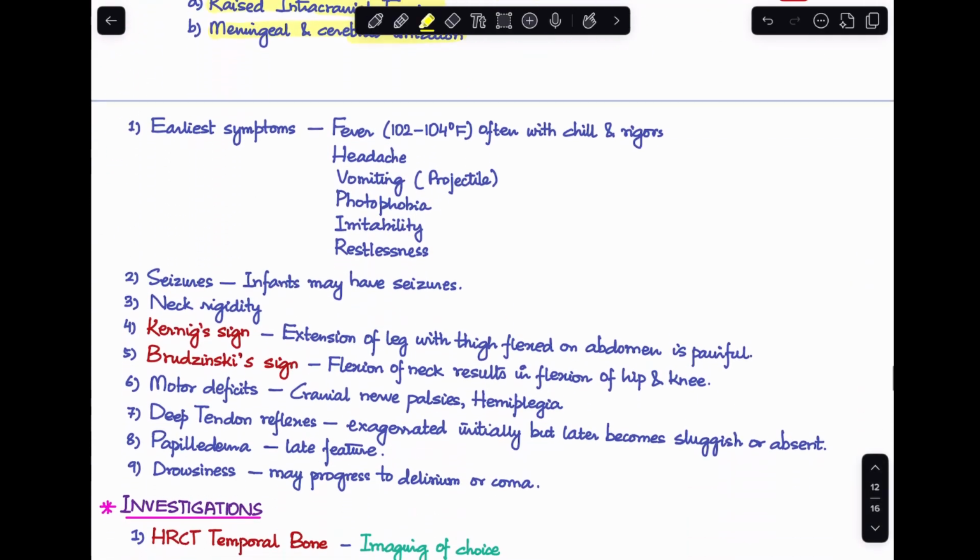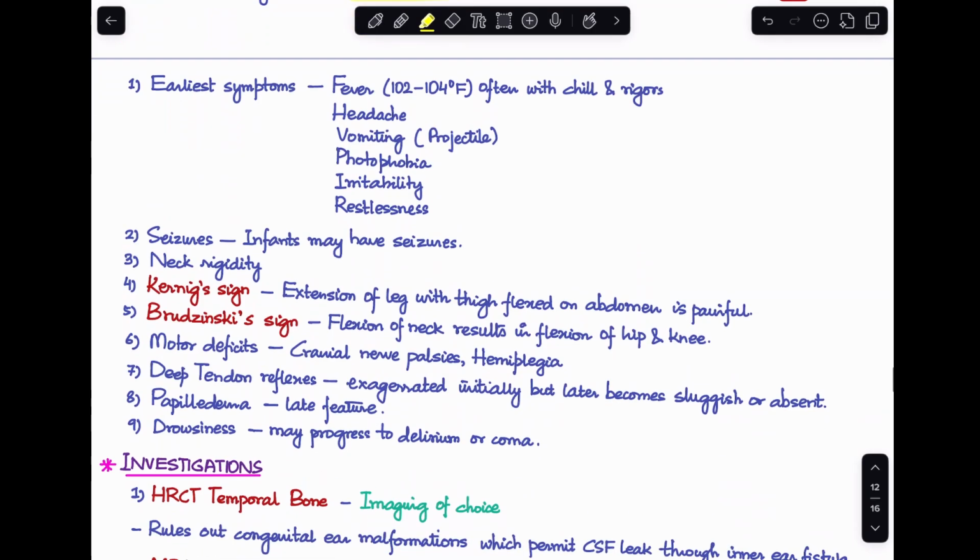Let's discuss that. So, the earliest features would be a case of fever with chill and rigor, headache, projectile vomiting, photophobia, irritability, and restlessness. These are the earliest symptoms that you will be seeing in a patient. In case of infants, they may also end up developing seizures. Neck rigidity is a very crucial symptom over here.